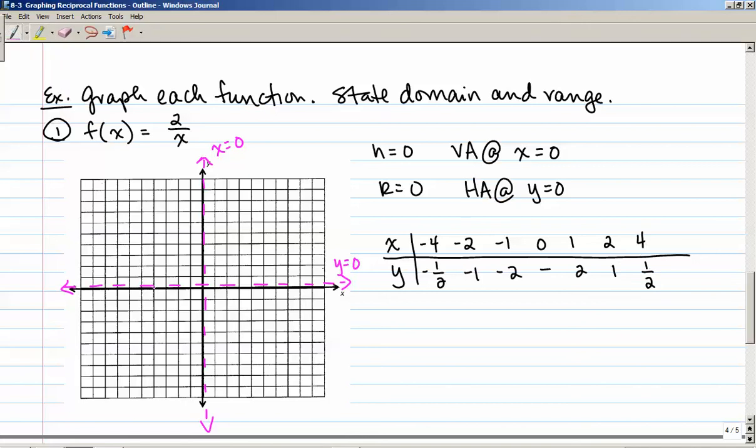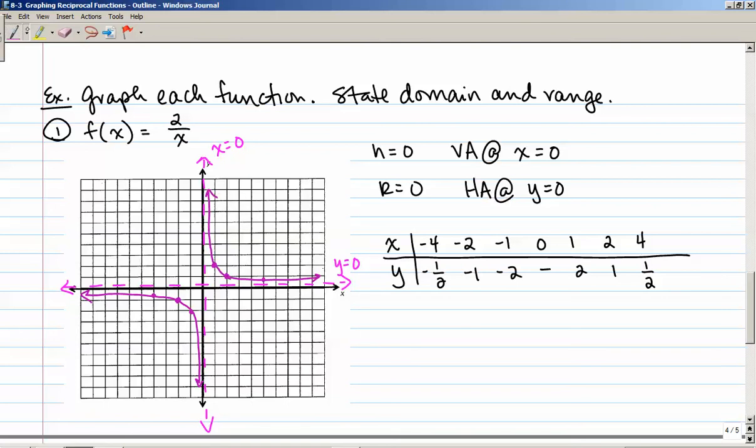So I have negative 4, negative 1/2, negative 2, negative 1, and negative 1, negative 2. And remember, the graph is asymptotic. It approaches the asymptotes, so it needs to look like that. Do not cross those lines. And undefined at 0. Then I have the point 1, 2, point 2, 1, and 4, 1/2. And it's going to look like that. So when you're graphing these, I want to see, whoops, that's not real straight. I want to see the curve, I want to see it approach the asymptotes.